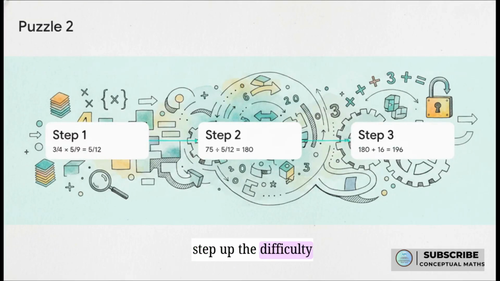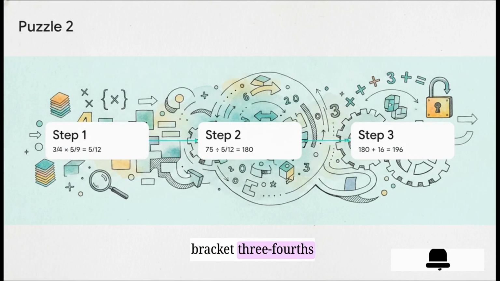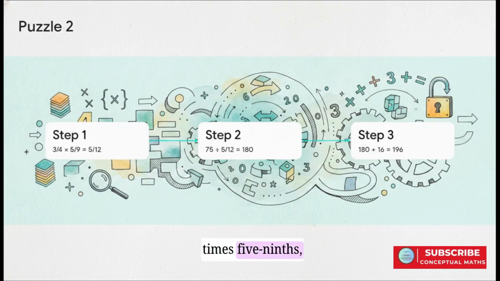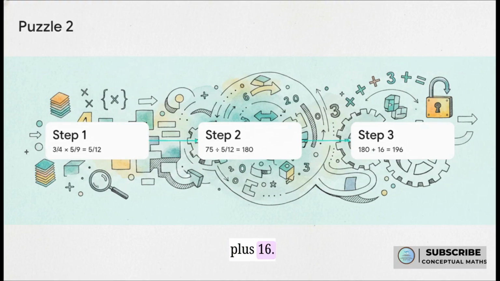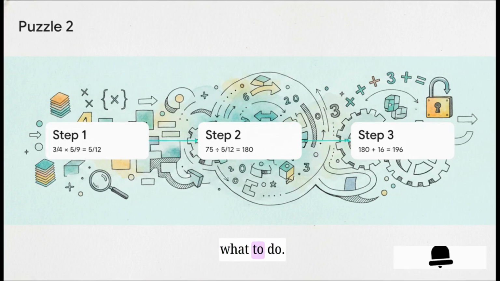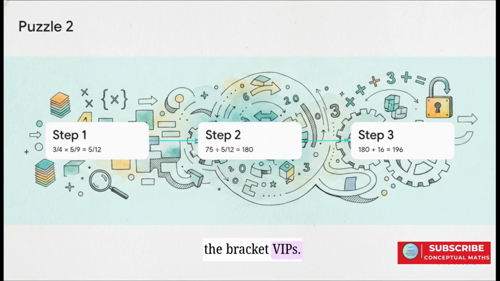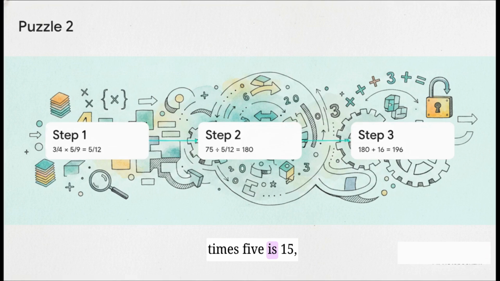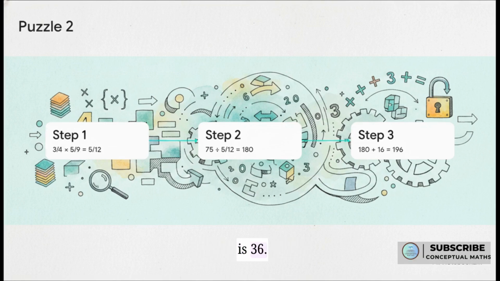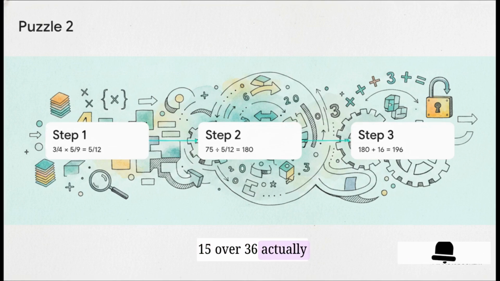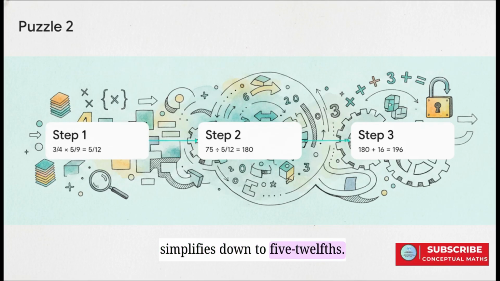Okay, let's step up the difficulty a bit. 75 divided by bracket 3/4 times 5/9, close bracket, plus 16. This is a multi-layered fraction trap, but we know what to do. First up, the bracket VIPs. 3 times 5 is 15, and 4 times 9 is 36. 15 over 36 actually simplifies down to 5/12.